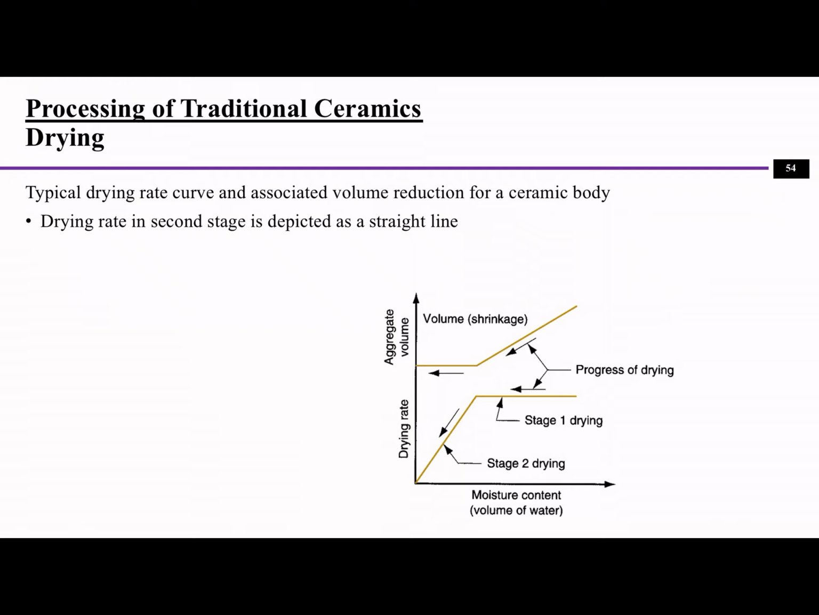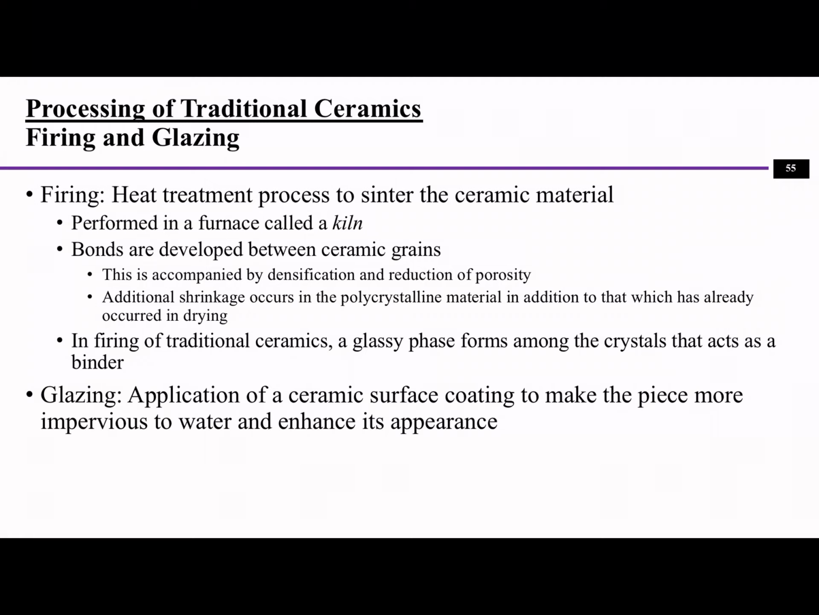All right. So next, firing and glazing. Firing is heat treatment to sinter the ceramic materials. Usually it's performed in a furnace called a kiln, and bonds are developed between ceramic grains. And glazing means we apply ceramic surface coatings to make the piece look more charming, and also to prevent water from getting in.